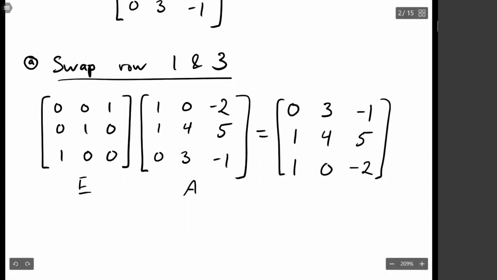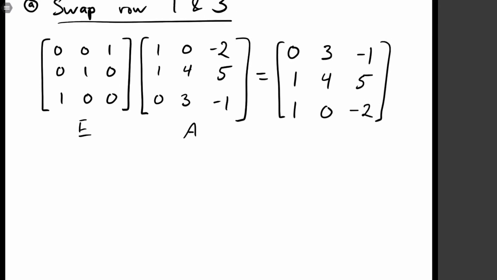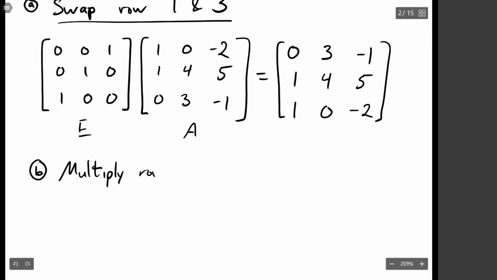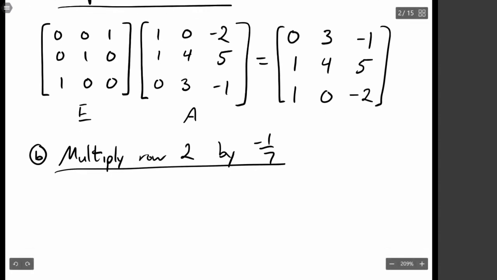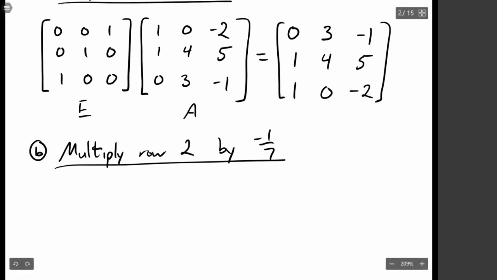Alright. What's another interesting operation we can do? Let's do the easy one here. Let's multiply row 2 by minus 1 over 7, because why not? There'd be no good reason to want to do that, but let's do it anyway.